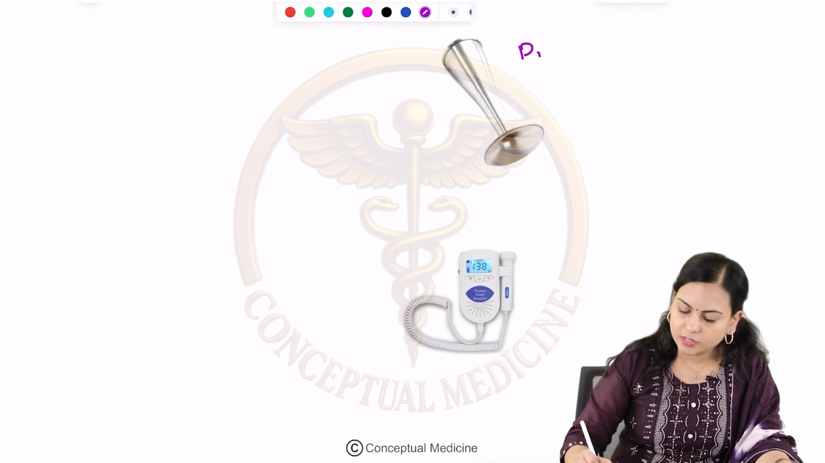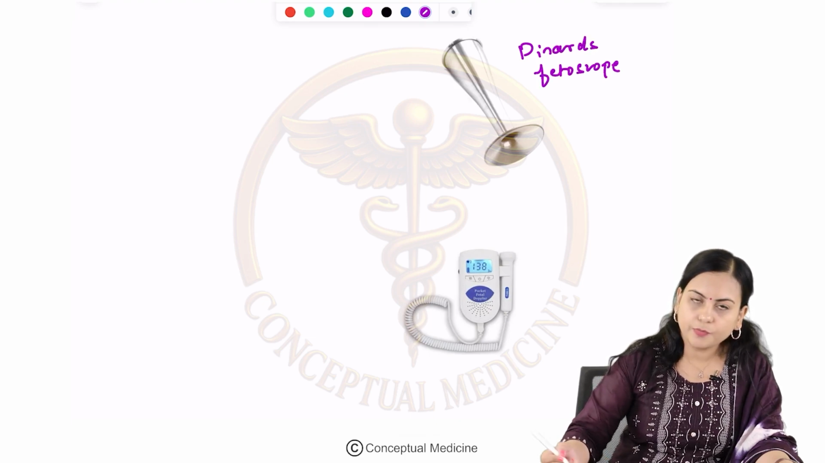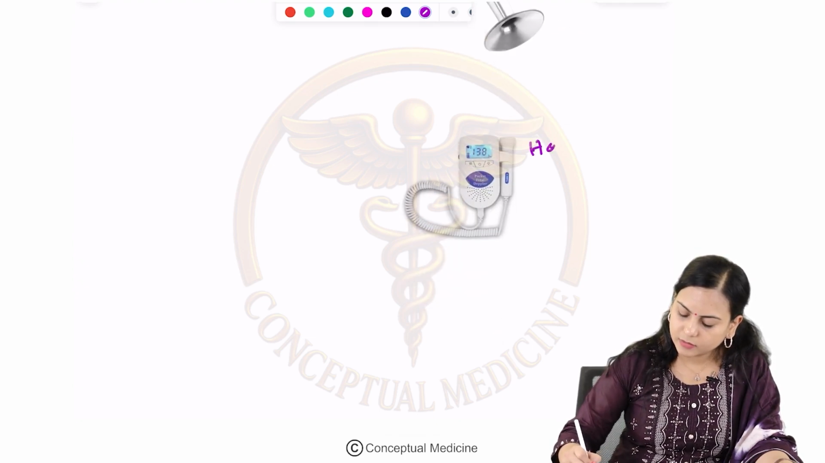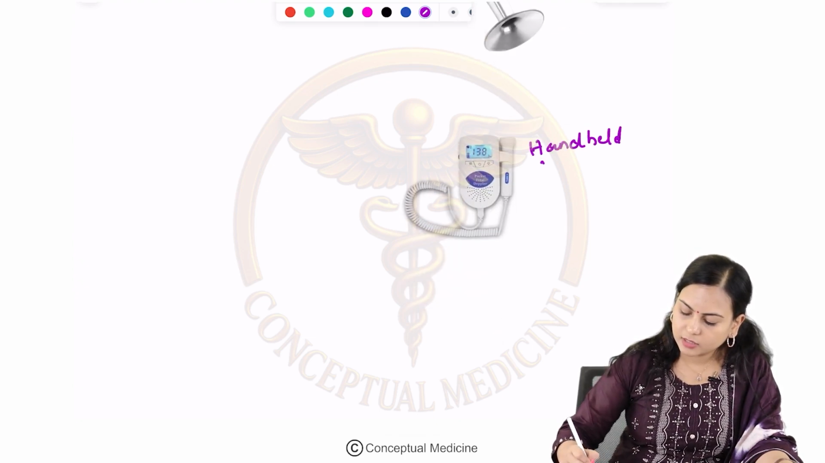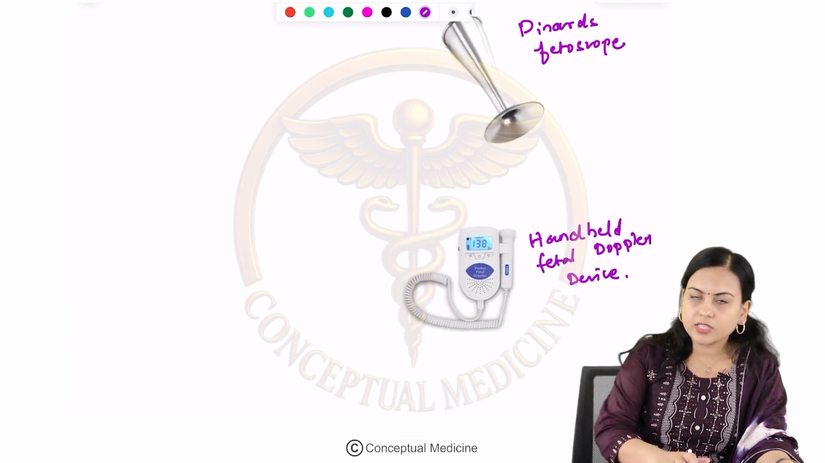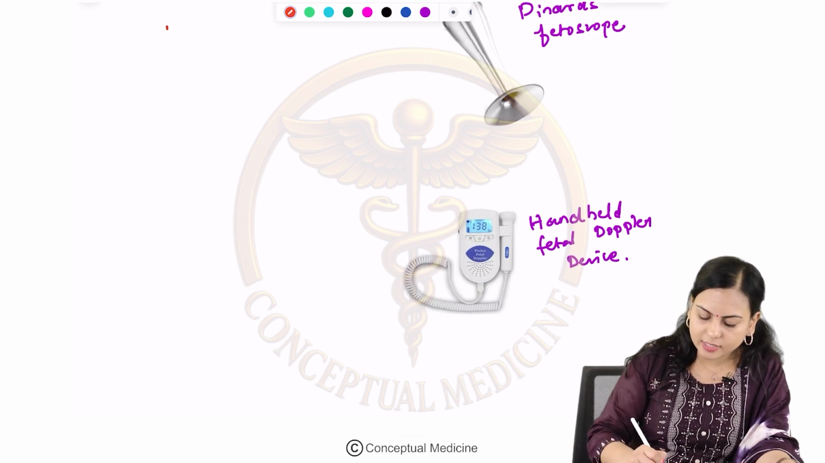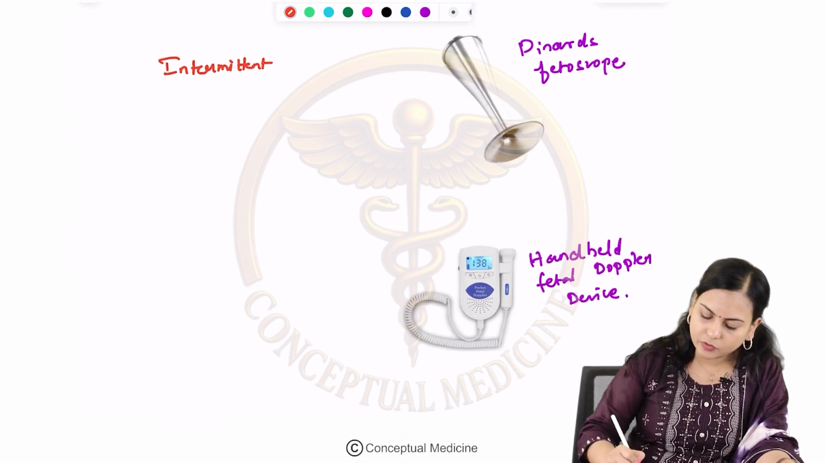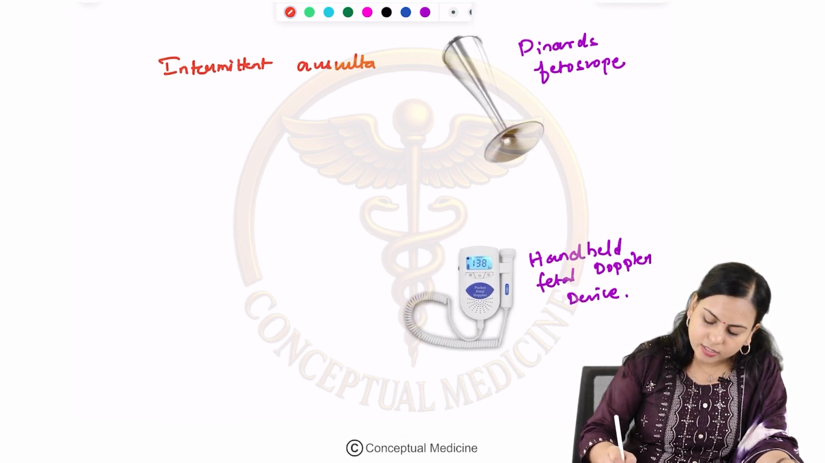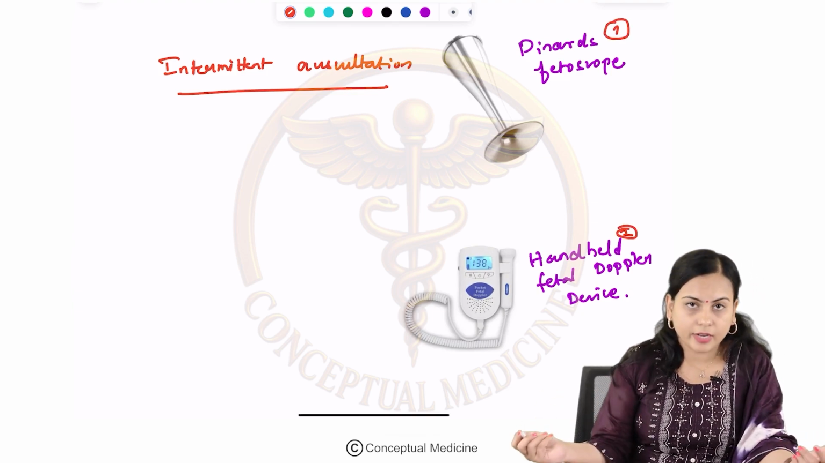Yes, this one is a Pinard's fetoscope and this one is a handheld fetal Doppler device. Okay, so these are the instruments that are used for intermittent auscultation. Yes, we are going to discuss how to do intermittent auscultation during labor. Okay, so intermittent auscultation can be done with Pinard's fetoscope or a handheld Doppler or even a regular stethoscope.